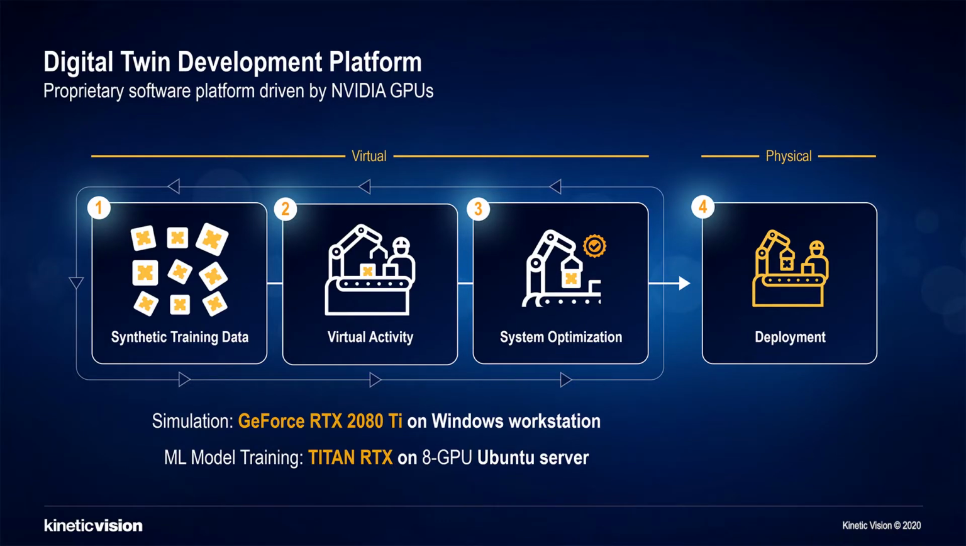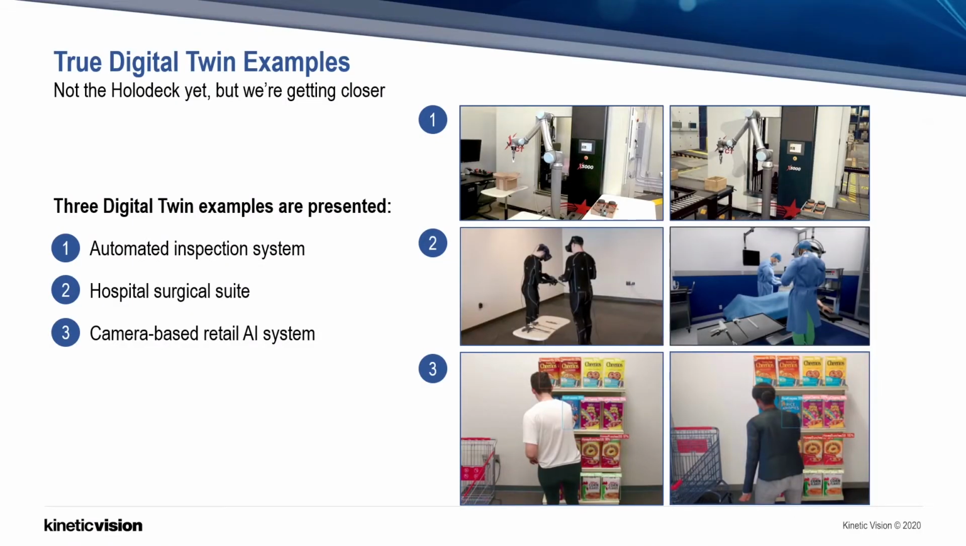In addition to specialized people, you also need specialized tools. A digital twin development system should be GPU-powered, as simulations must run in real time to be usable. If machine learning is involved, the training is most effective on multi-GPU systems, which can be local or cloud-based. We're not quite to the Star Trek Holodeck yet, but we're getting closer. Three examples are presented: an automated product inspection system, hospital surgical suite, and a camera-based retail AI system.